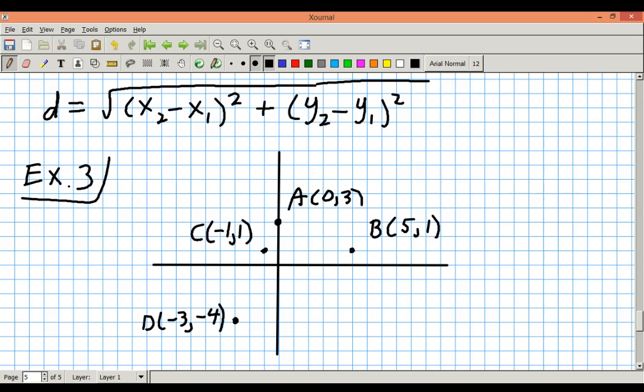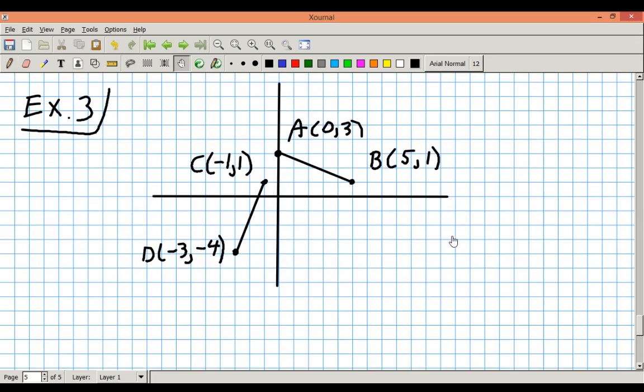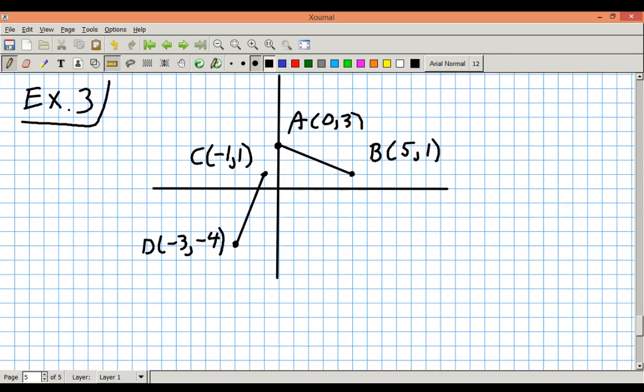So what we're going to do is find the length of segment AB. So we're going to find this one. We'll find out how long that is using the distance formula. And then we're going to find out how long segment CD is, again using the distance formula. And then we're going to decide if the two segments are congruent, in other words, if they have the same length. So basically, we have to do the distance formula twice.